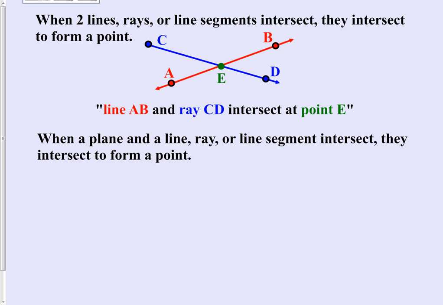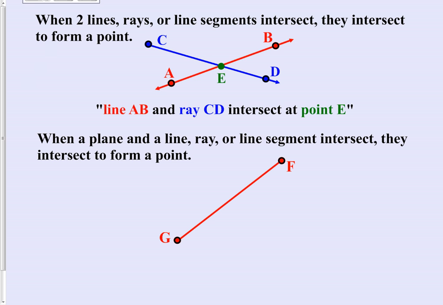Now this time, instead of two first-dimensional objects running into each other, let's look at what happens when a plane, which is a second-dimensional object, runs into a line, ray, or line segment, which is a first-dimensional object. Once again, the intersection that is formed is merely a point. So let's take a look at it.